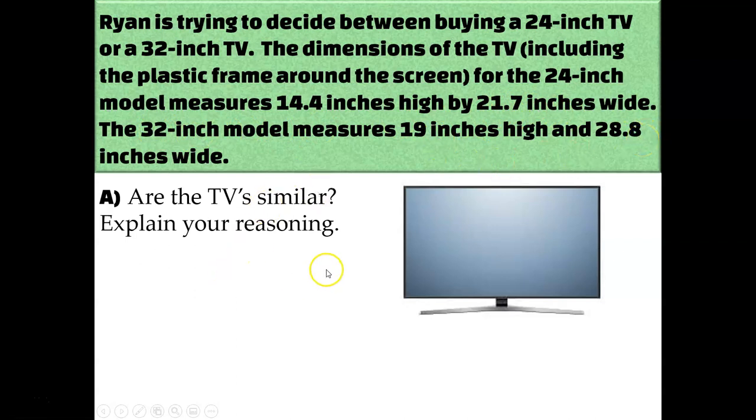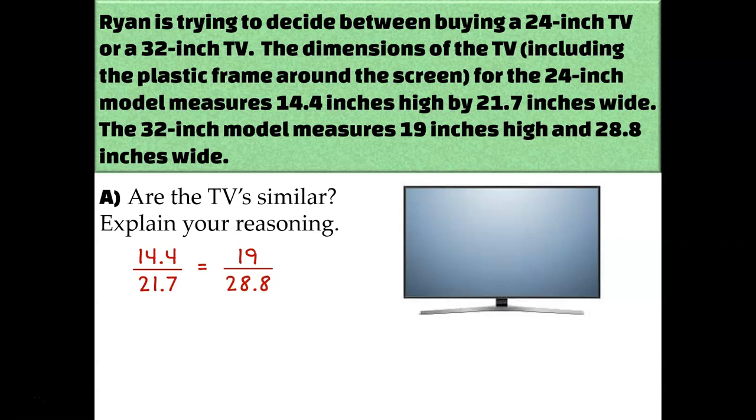So again, when we set up our proportion, we just have to make sure that we're comparing corresponding things in each ratio. For example, if I make my first ratio 14.4 over 21.7, that's comparing the height and the width of the 24-inch TV. So I can set up a similar ratio for the 32-inch TV of its height over its width, which would be 19 over 28.8.